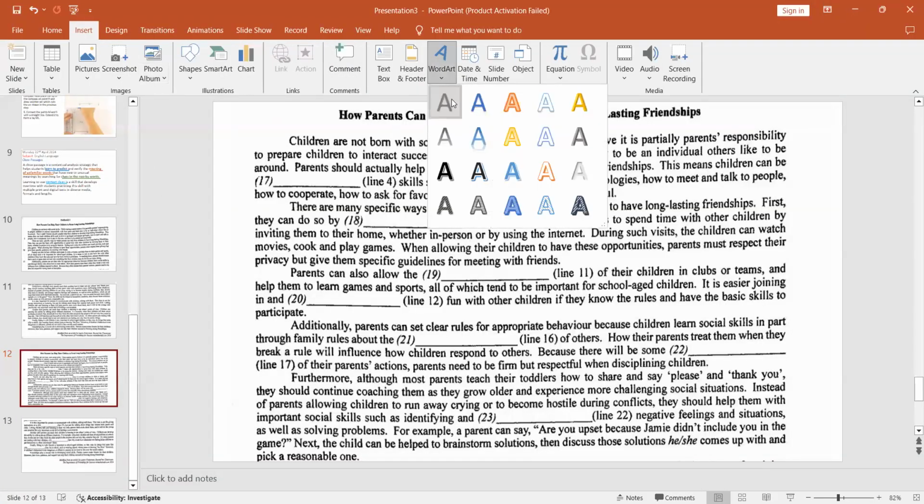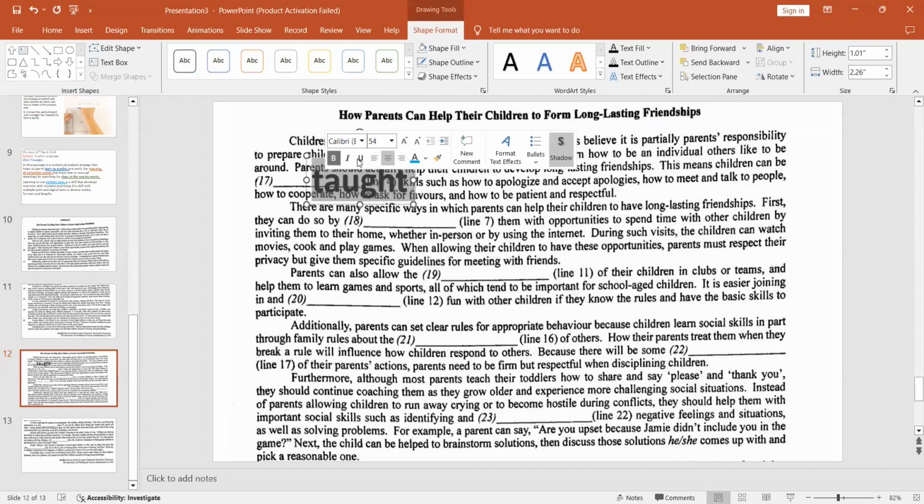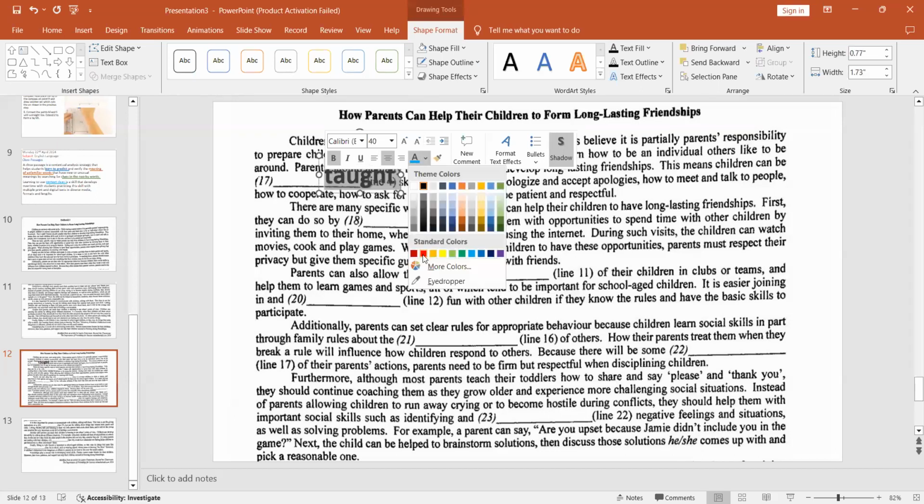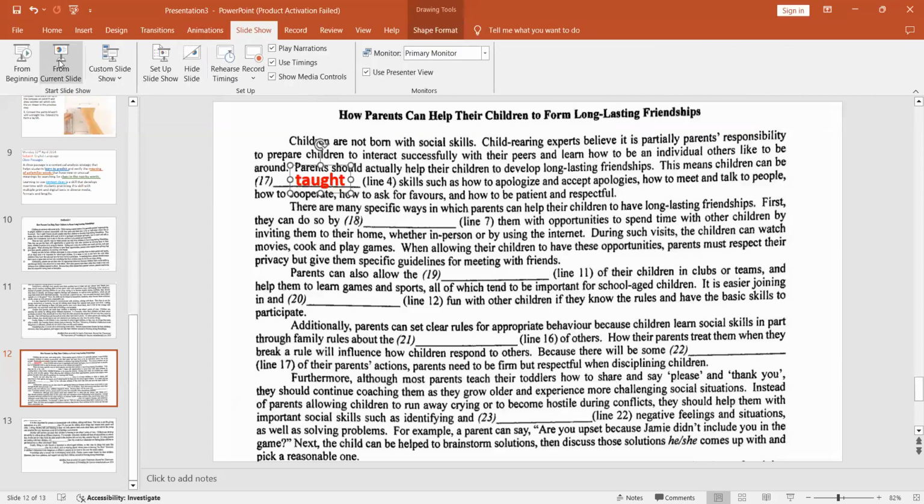And how do you get taught? Taught comes from which word? Which word in the passage does taught come from? Teach. Very good. So this means that children can be taught, right? Taught. So taught is the right word. Taught skills, such as how to apologize and accept apologies, all right? Do you all understand that?